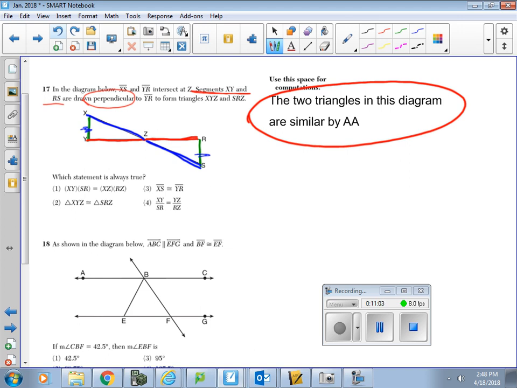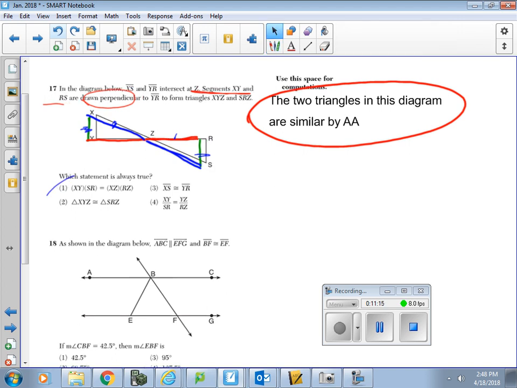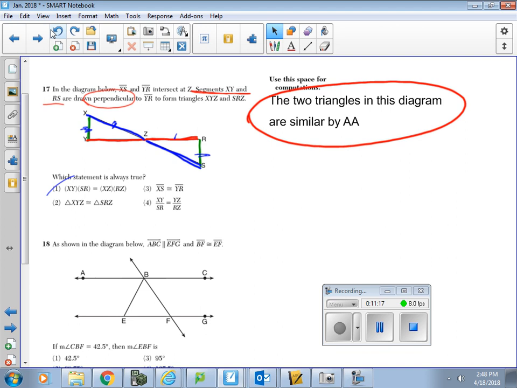So that would be xz here times rz. And that is not good because that's not corresponding to xz. So that's not going to be a true statement. Not always going to be true. They're asking what will always be true. All right? So that's not right because it wasn't using corresponding sides. All right? So let's go to the next one.